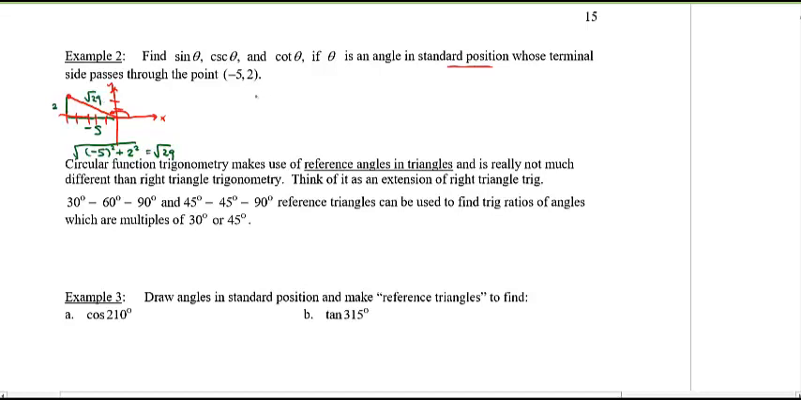And since you have all this, you can now go ahead and just quickly write down the ratios. Sine is y/r. Cosecant, ooh, what's that? Well, that's the same thing as 1 over sine, so you just want to flip. Cotangent is 1 over tangent, or you can say it's not y/x, but x/y, so the x value is -5, the y value is 2. And there you go.